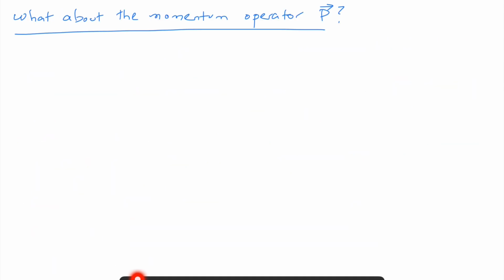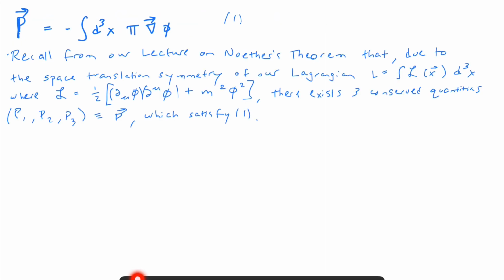Now, what about the momentum operator P? Well, I didn't want to put all of it in one big mathematical lecture. Last time we did a lot of math, but remember, we had some very nice arguments going back to the classical field theory lecture and using Noether's theorem, and we came up with the formula for the classical total momentum of a field as this.